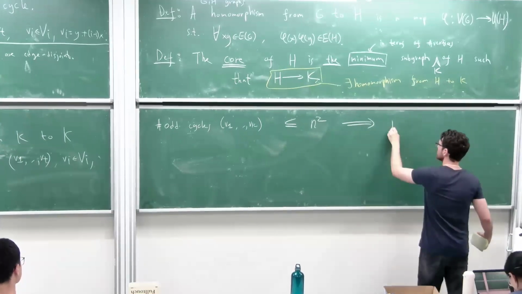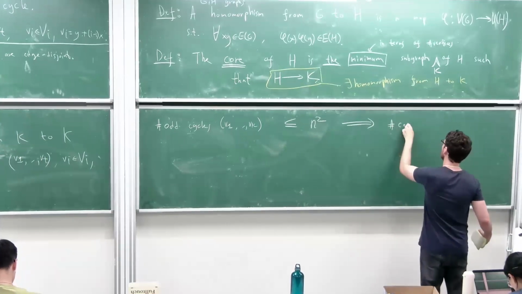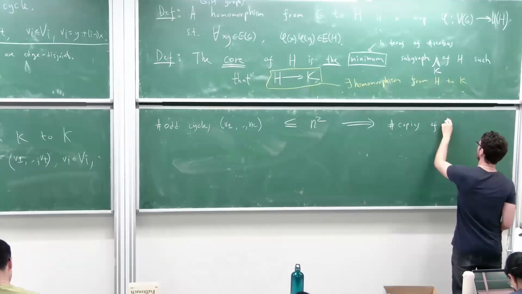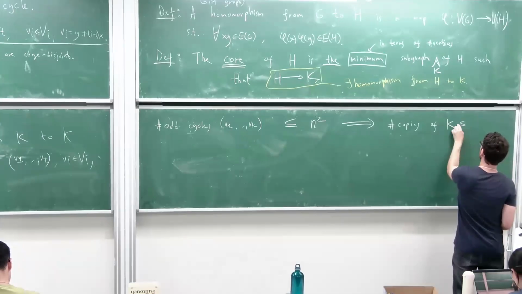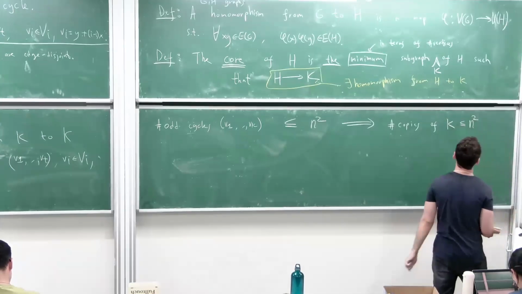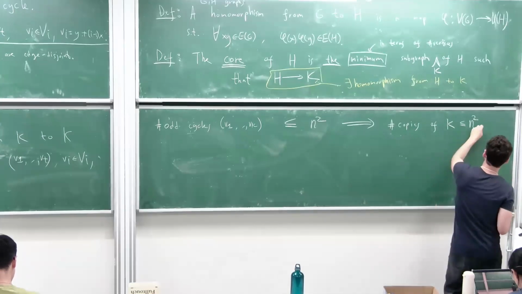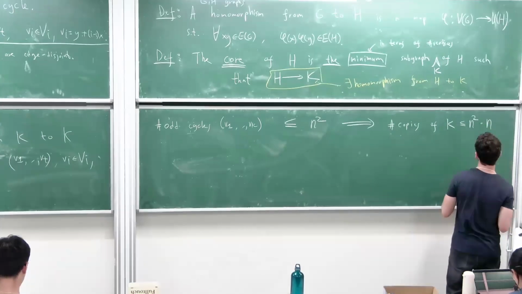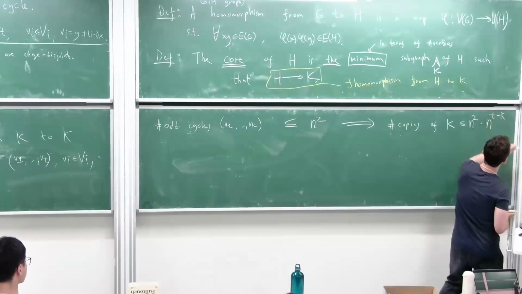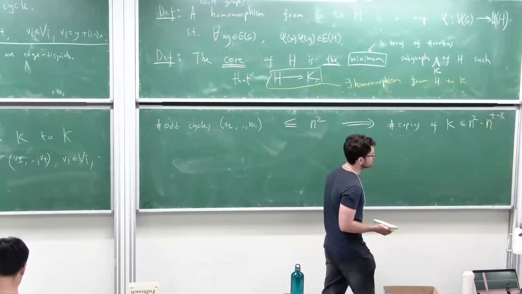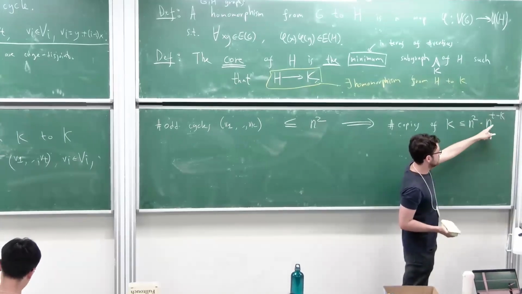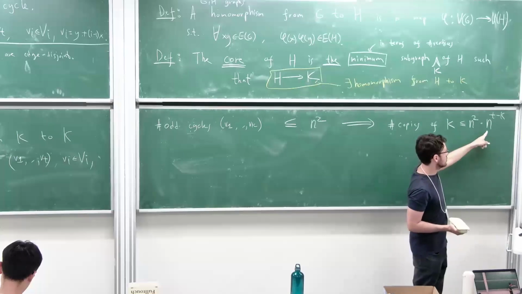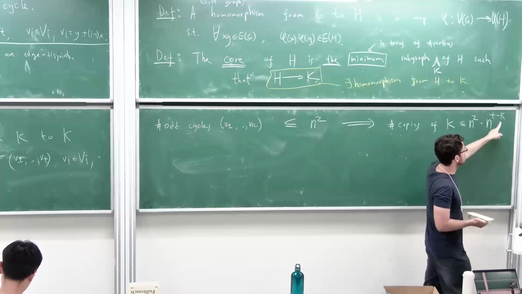So this means that the number of copies of K is at most n squared. And so this is the number of ways to choose the odd cycle. And then we need to choose the other vertices. And we have at most this many options, right? Because we have to choose P minus K vertices. So then we have at most n choices per vertex. So we have this bound.